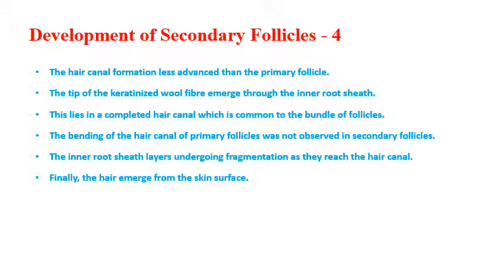As I mentioned earlier, in the case of the primary follicle there is a bending of the hair canal, which is not present in the case of secondary follicles. The inner root sheath layers undergo fragmentation as they reach the hair canal. So this is again a difference. And finally, the hair emerges from the skin surface as we have seen in the case of the primary follicle. But in the case of the secondary follicle, the fiber will be mostly like a wool with the special characteristics of only the cuticle and cortex structure, which we are going to discuss and learn later.